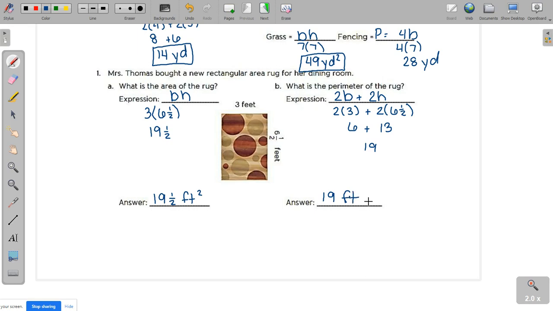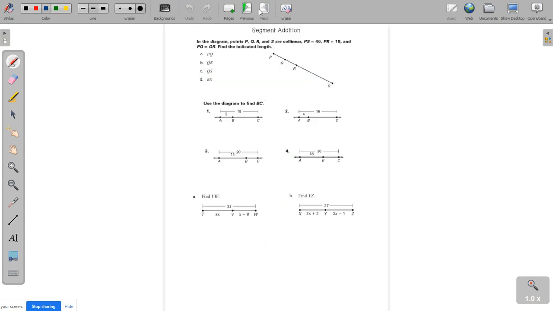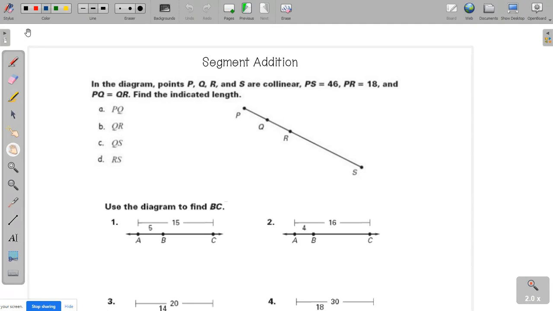Okay, now let's look at the segment addition postulate. So in the diagram, we have points P, Q, R, and S. And these points are collinear. Collinear means on the same line.